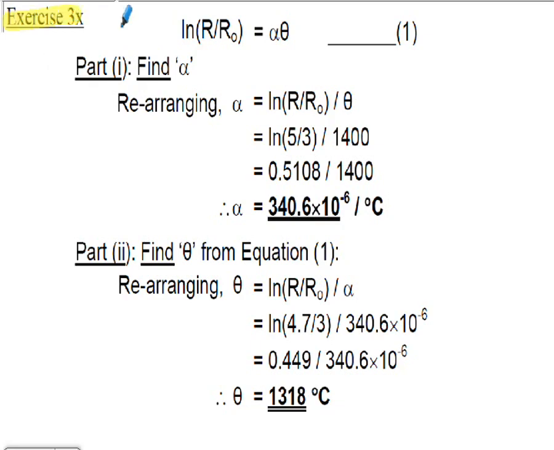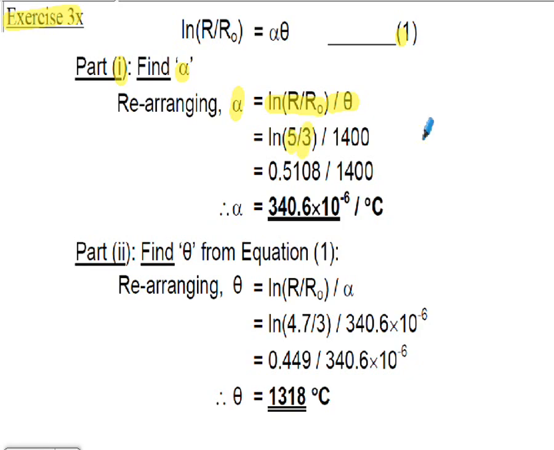Exercise 3x continued here. I've just repeated the equation 1 here for convenience. For part 1 of the question, we've got to find alpha. So rearranging equation 1, alpha is simply ln of R divided by R0, divided by theta. In other words, I divided both sides by theta. Put in the values. R is 5000, R0 is 3000, so that's 5 divided by 3.